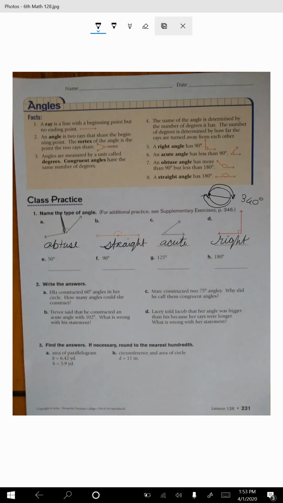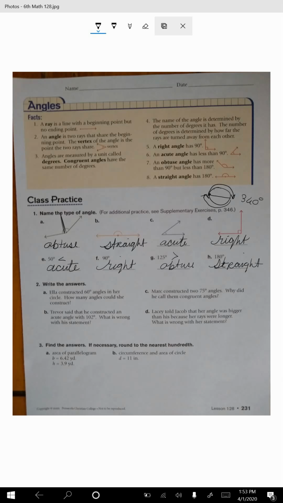Okay? If you have a 50-degree angle, that's less than 90, so it would be acute. 90 degrees is right. 125 is more than 90, so it would be obtuse. And 180 is all the way across. Oops, straight.